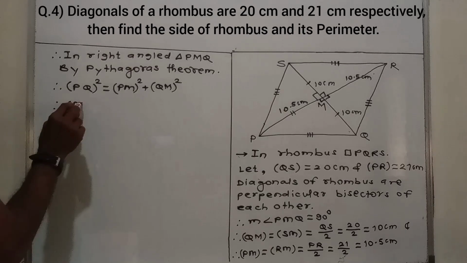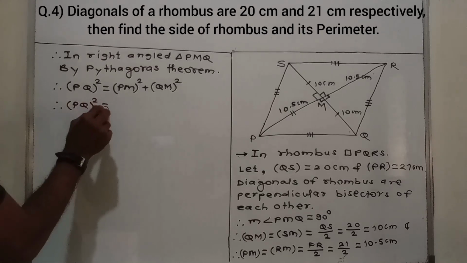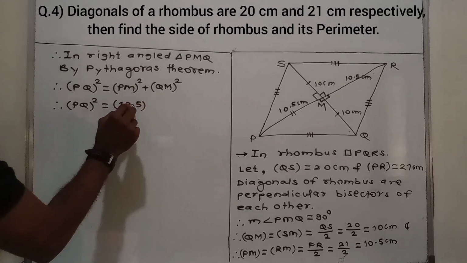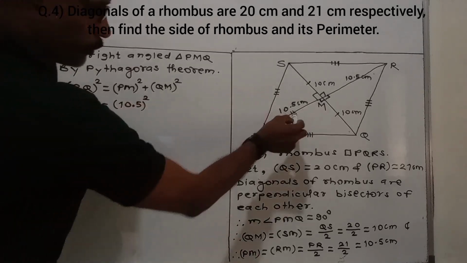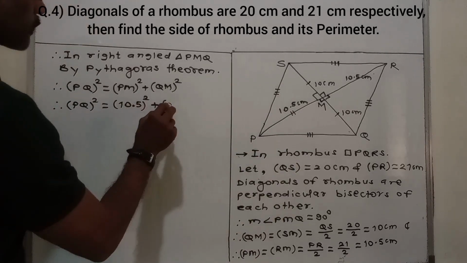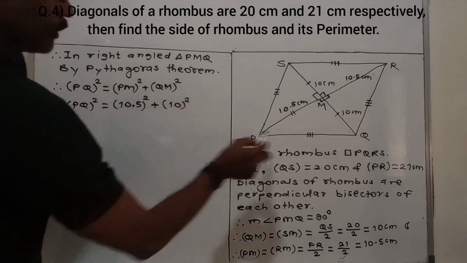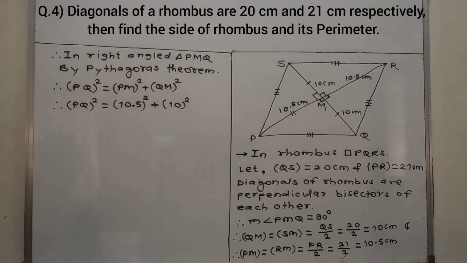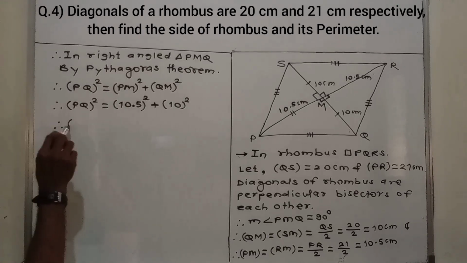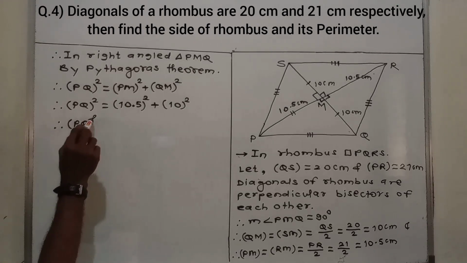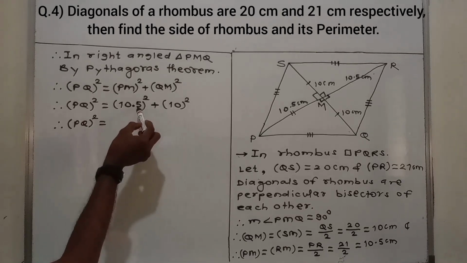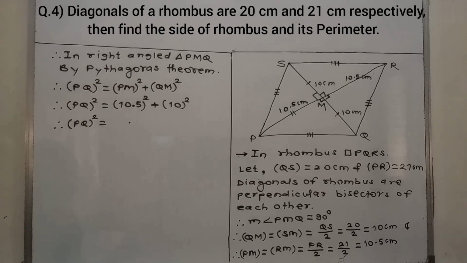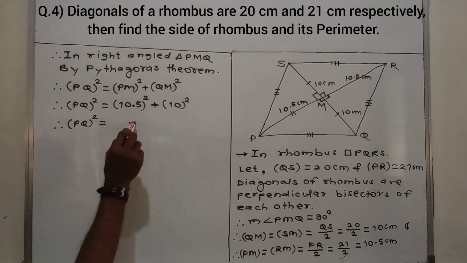Therefore, PQ square is equal to 10.5 bracket square plus 10 square, QM 10 square. Okay. Therefore, PQ square is equal to, if here 5 at unit place, when we say unit place, then we write square of it.